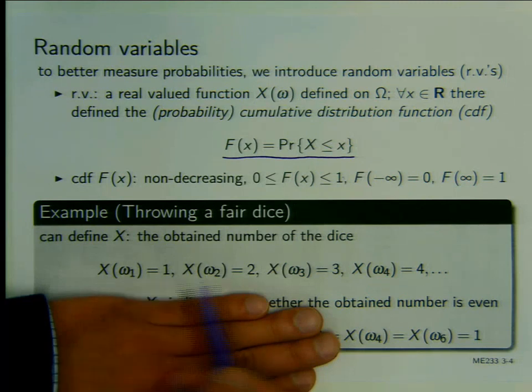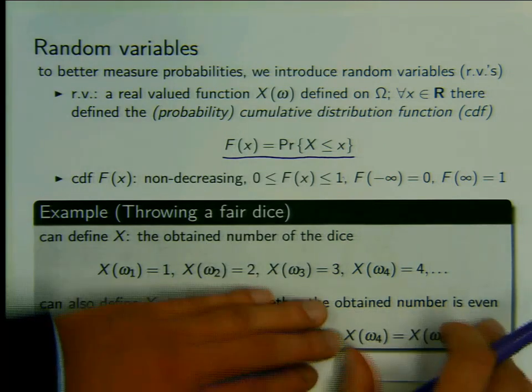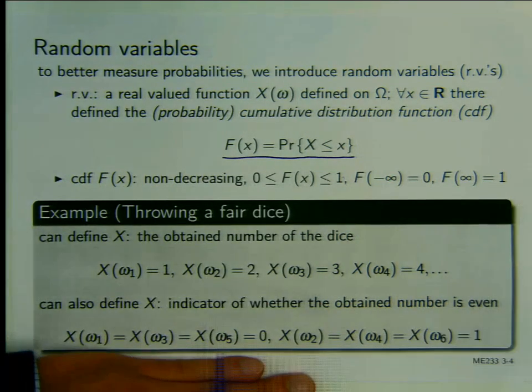It's going to map each case, each outcome, to a number like this. If I'm getting a 1 from this dice, I say this random variable is mapping this outcome to 1. If I get a 2 from throwing this dice, it maps to 2. But this is another definition of a random variable.